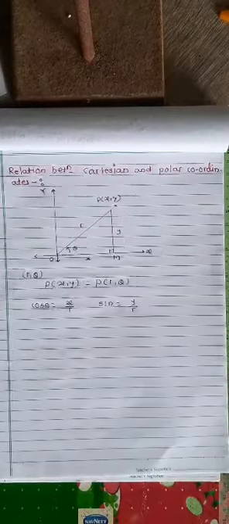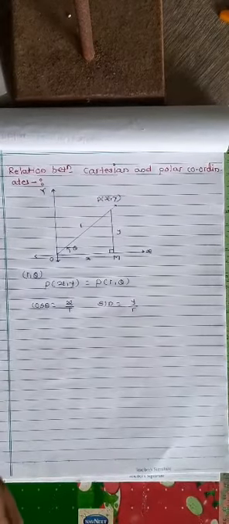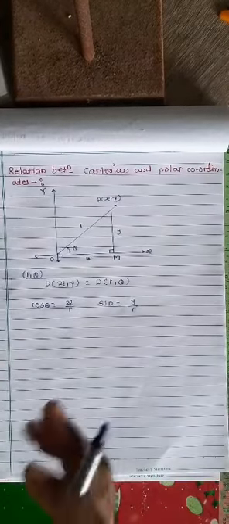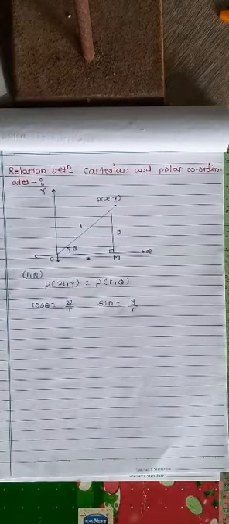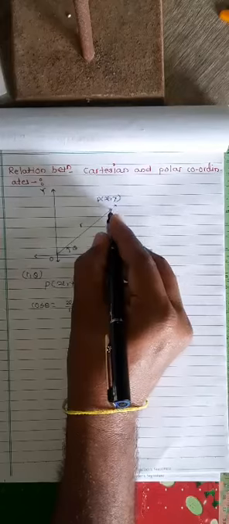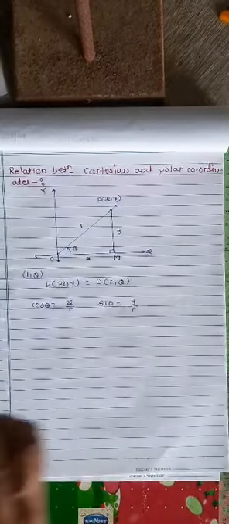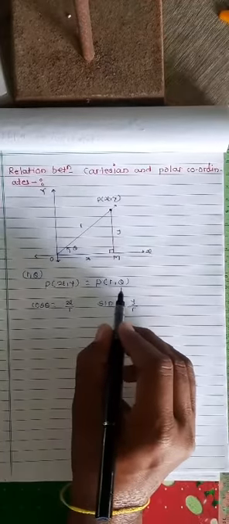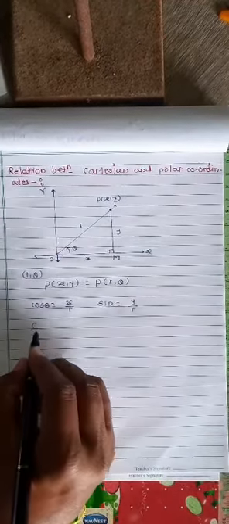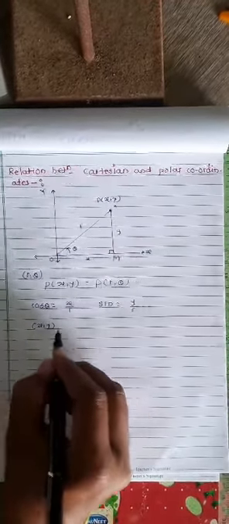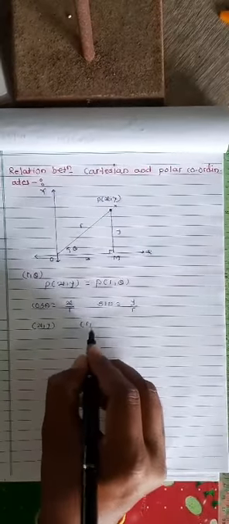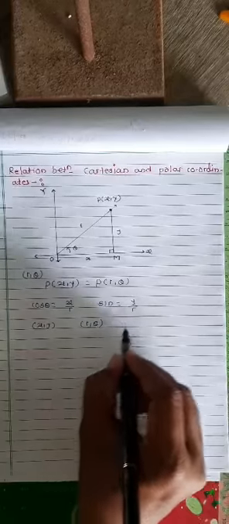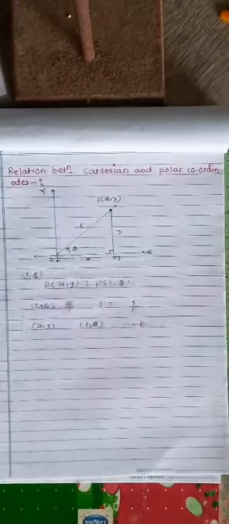Now see here, x, y and r, theta are the Cartesian and polar coordinates of this point P. This is called the Cartesian coordinate and this is called the polar coordinate. Means (x, y) are the Cartesian coordinates and (r, theta) are the polar coordinates of the point P.